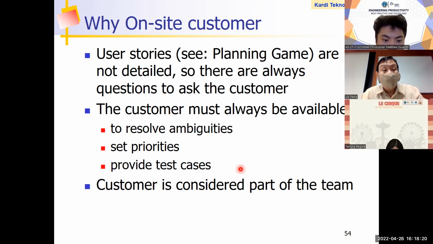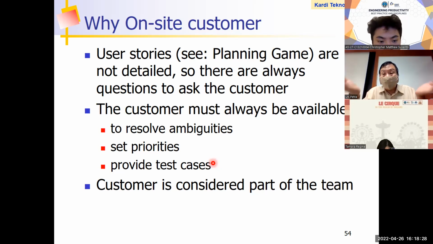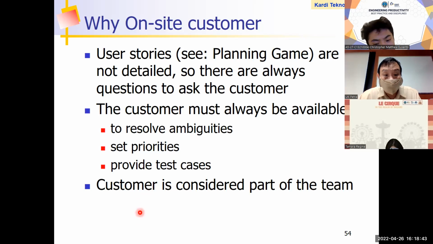Yeah? So for example, I'm not clear about this user story. What do you mean by this? They must be able to answer that. And then among these user stories, which one do you prioritize? They need to answer that. Okay? And then what I will do to make this test so that this can be accepted, yeah, for that user story. So customer is part of the team in this case. Yeah.